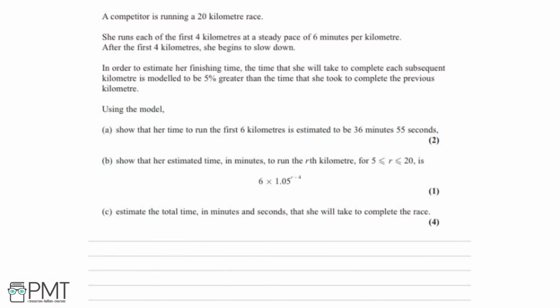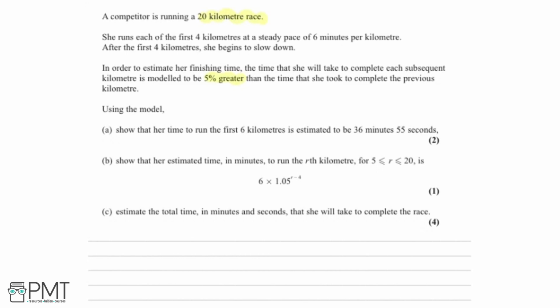So a competitor is running a 20-kilometre race. She runs each of the first 4 kilometres at a steady pace of 6 minutes per kilometre, and after the first 4 kilometres she begins to slow down. In order to estimate her finishing time, the time that she will take to complete each subsequent kilometre is modelled to be 5% greater than the time she took to complete the previous kilometre.